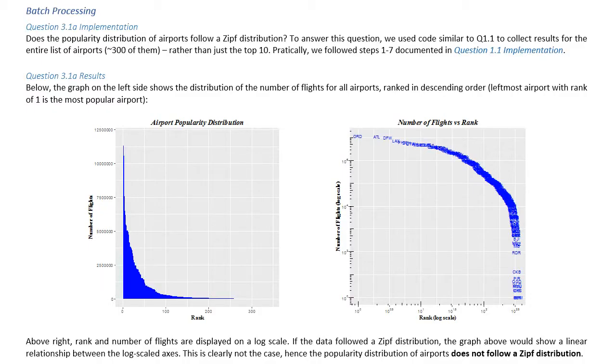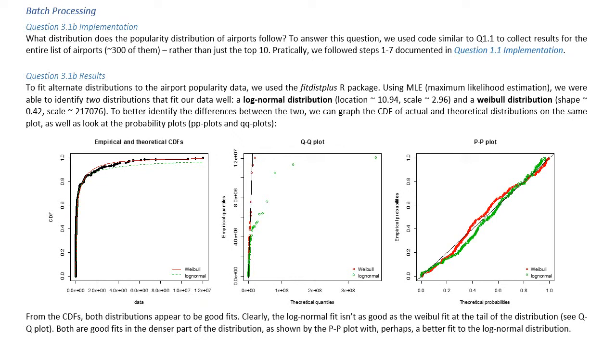To establish if the popularity distribution of airports followed a Zipf distribution, we ran the same MapReduce code as in question 1.1 to collect results for the entire list of airports, not just the top 10. We then plotted rank and number of flights on a log-log scale. If the data had followed the Zipf distribution, this would have resulted in a straight line. It did not. The data, however, can be equally well described by a log-normal distribution or a Weibull distribution.